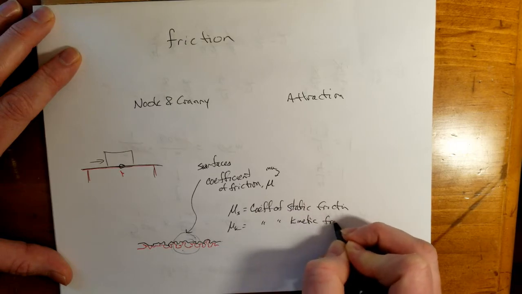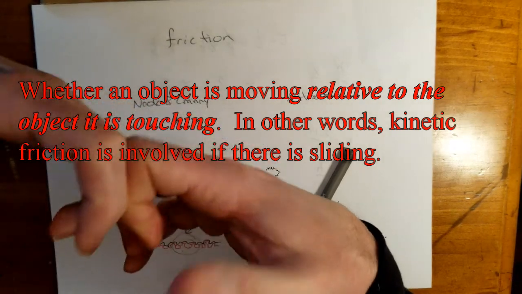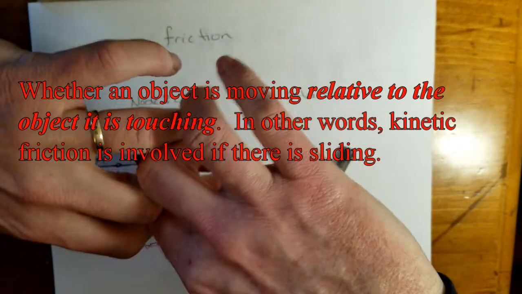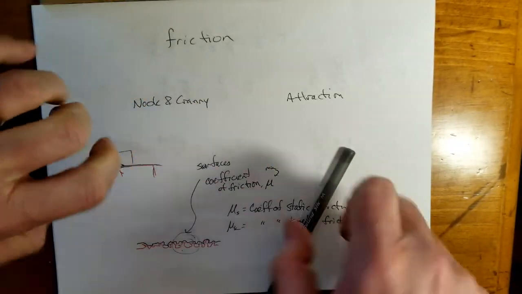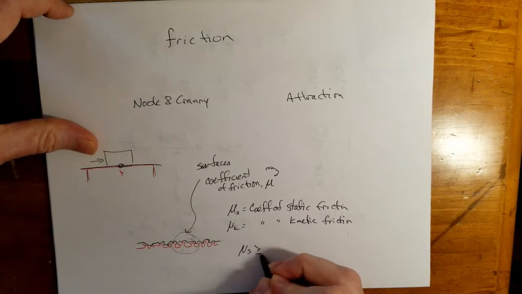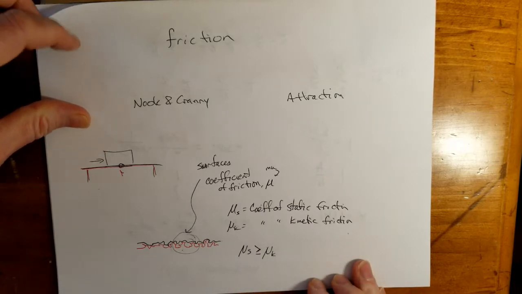And the difference is whether it's moving or not. So the idea is that once you get it moving, it slides more easily across the surface than when it's just sitting still, but you have to get it going. And so you've got two numbers here. Mu sub s is greater than or equal to mu sub k. I have never heard of an exception to that.